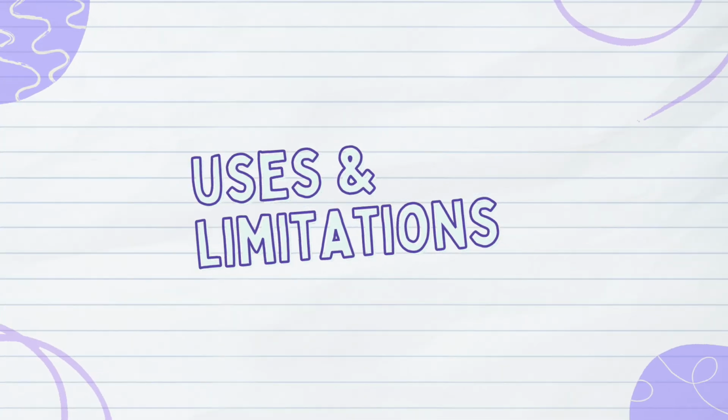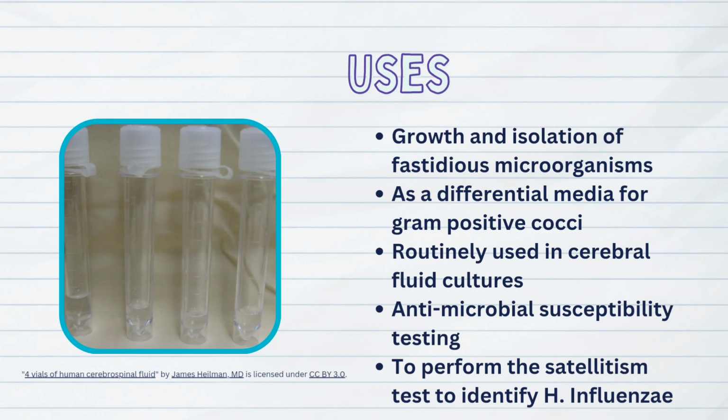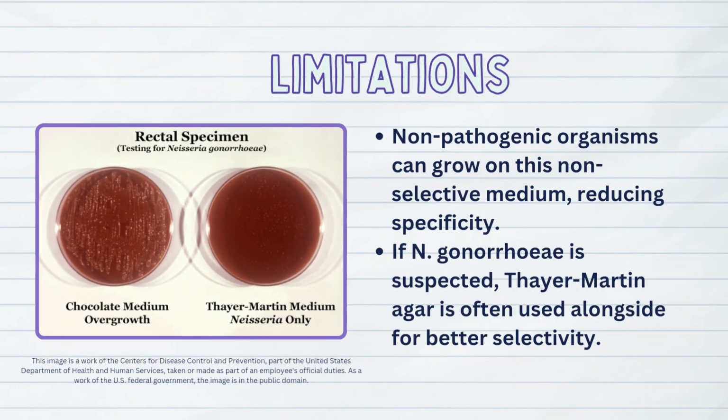The uses and limitations. With uses, growth and isolation of fastidious microorganisms as a differential media, routinely used in cerebrospinal fluid cultures, antimicrobial susceptibility testing, and to perform the satellite test to identify H. influenzae. The limitations: non-pathogenic organisms can grow on this non-selective medium as well, reducing specificity. But if Neisseria gonorrhoeae is suspected, Thayer-Martin agar can often be used because of its selectivity.